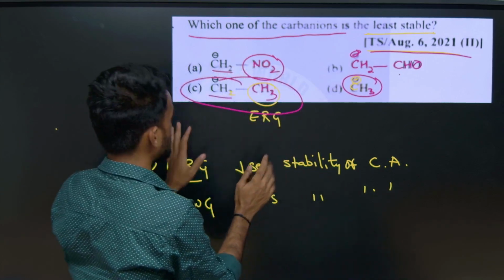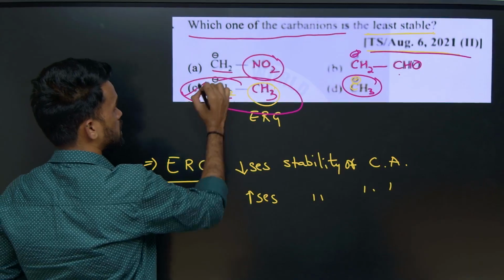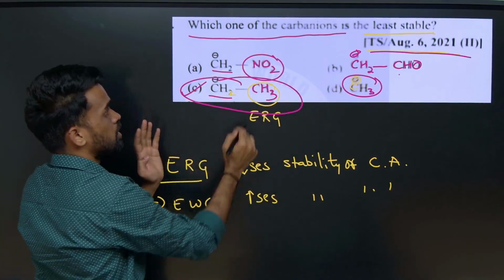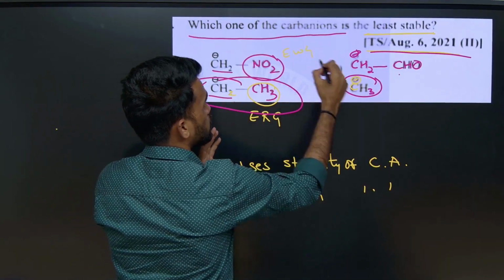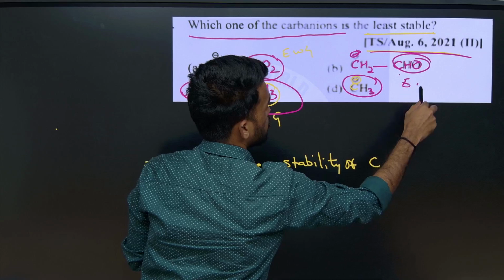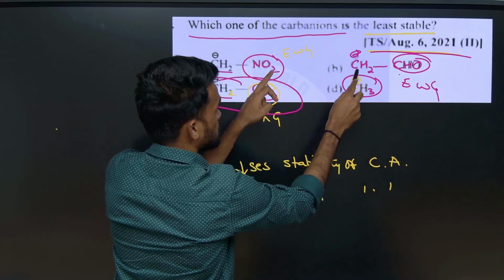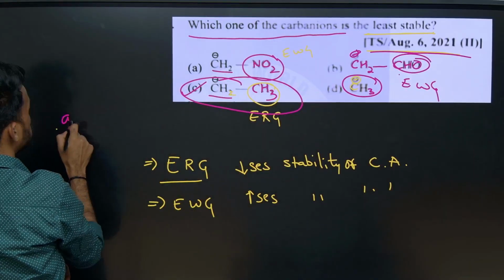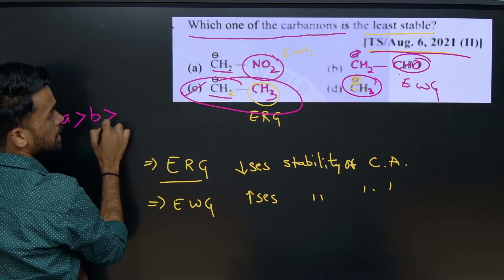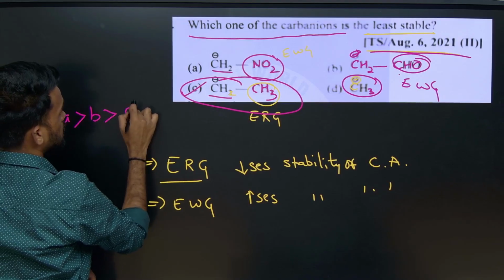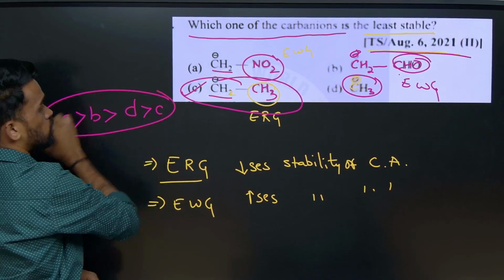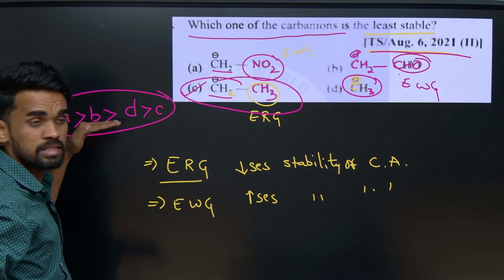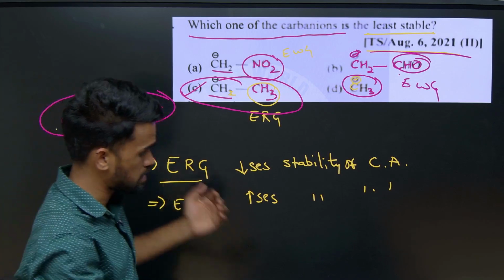So I hope this is clear. The answer for this particular question is C, because only a releasing group is present in the third option, and this one is an electron withdrawing group, this is also an electron withdrawing group. That's why these are stabilized and here no group is there. So out of these, A is more stable, then B, then D, then C. This is how you need to write the answer. To get clarity on why exactly the answer is like this, you need to wait for the next class also.